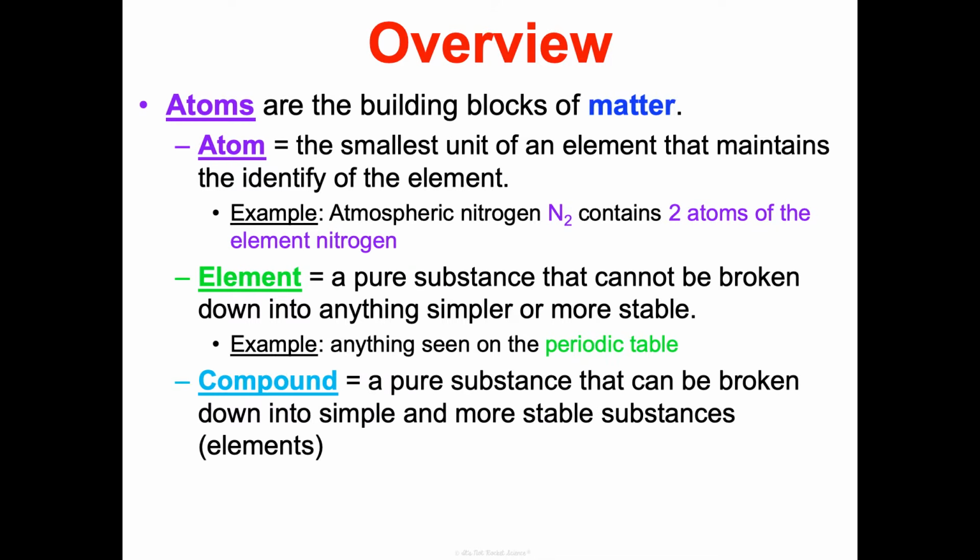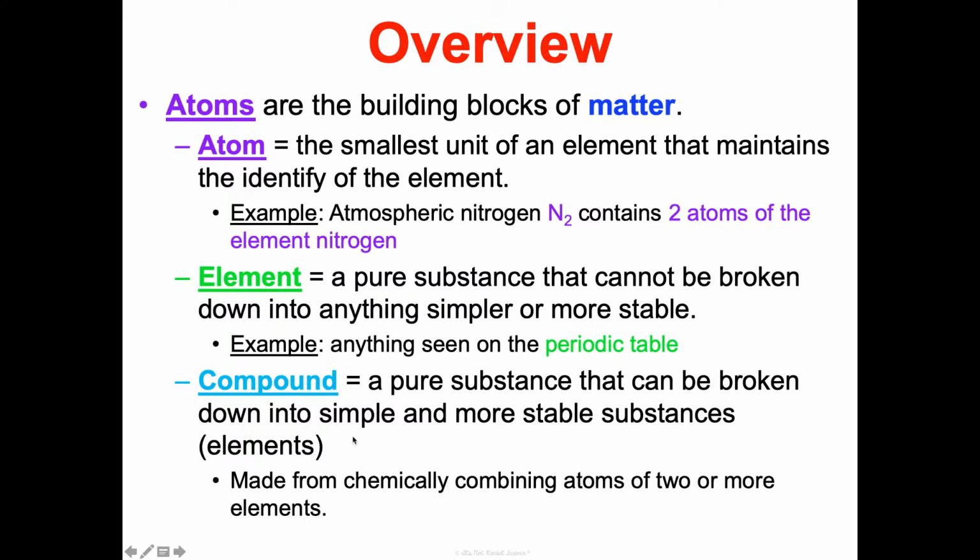Now, we can form compounds out of these. A compound is a pure substance that can be broken down into simpler and more stable substances. So we can break it down into elements. It's formed when we chemically combine atoms of 2 or more elements. So for example, H2O. Let's read this one. This is 2 atoms of the element hydrogen, chemically combined with 1 atom. If there's not a number, it's just understood that it's a 1. 1 atom of the element oxygen. So you just thought H2O was water, but look, you can say it so much fancier now. 2 atoms of the element hydrogen chemically combined with 1 atom of the element oxygen.